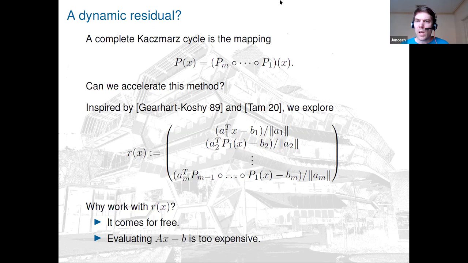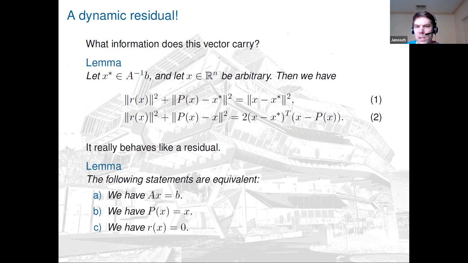And I get this measurement, this very unusual measurement, I get that for free. So that's really interesting. Let's have a look. And then I asked myself, basically, because I knew what Matthew had been doing and that he was working with this paper from Gerhard and Koshy.